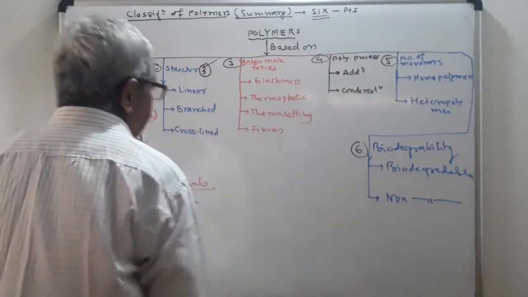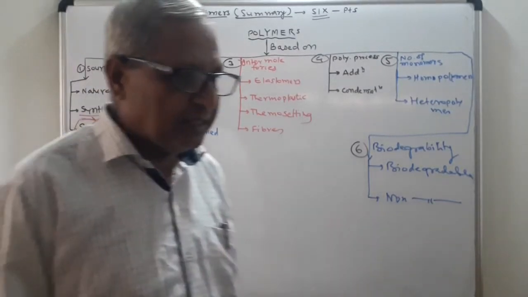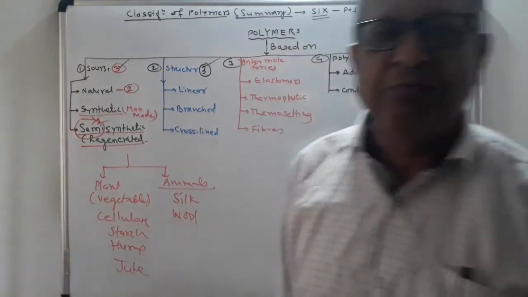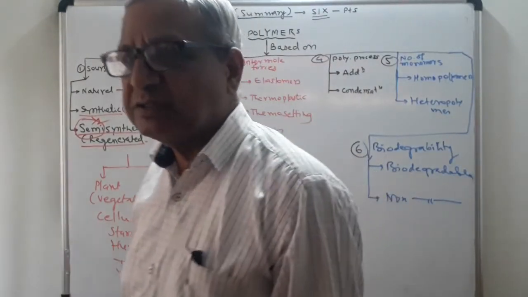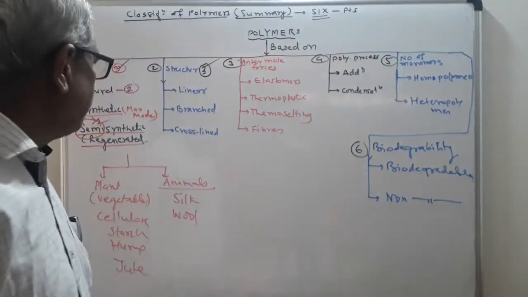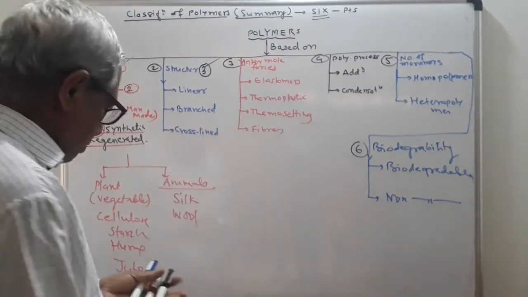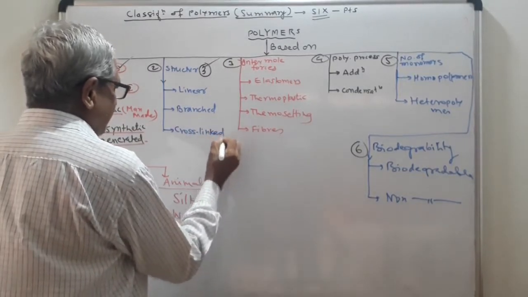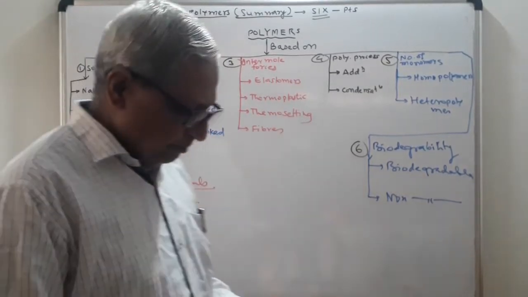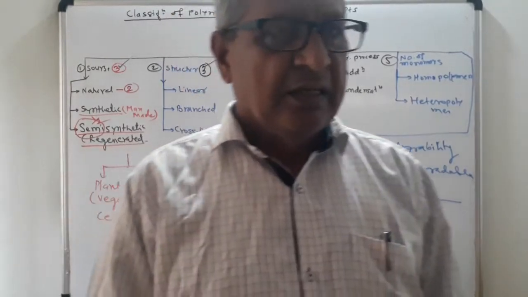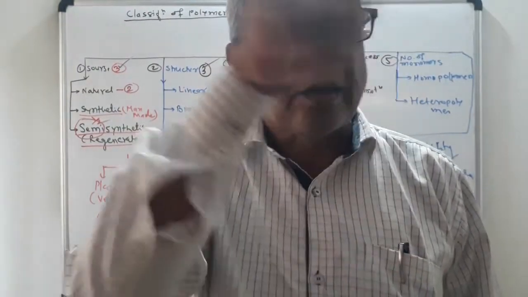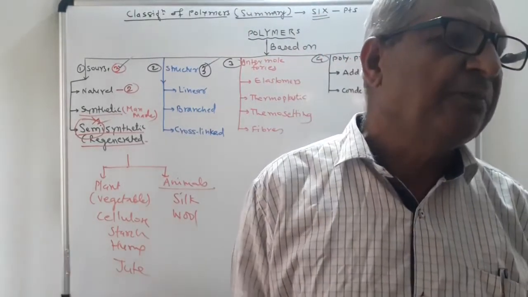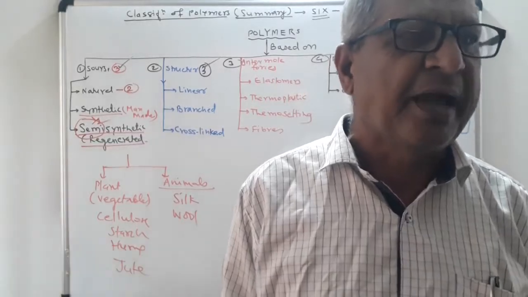Then branched polymer, in this case side chains are present. See example isobutylene. In isobutylene, on the second carbon atom one methyl group is there. Isobutylene is the example of the branched polymer. Then cross linked polymers. In this case, the branched polymers, sulfur is added and cross linking will be there. Therefore, there is a cross link. And the best example of the cross linked polymers is bakelite.